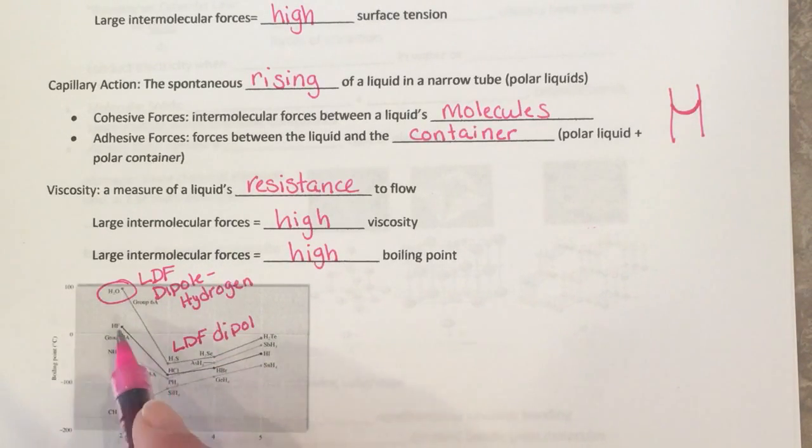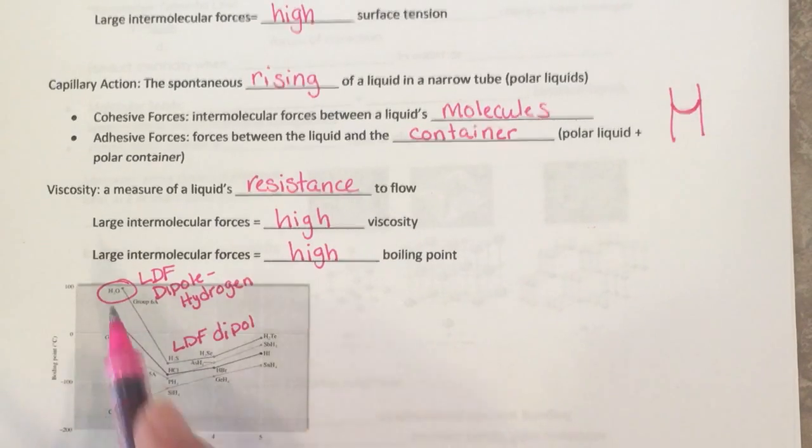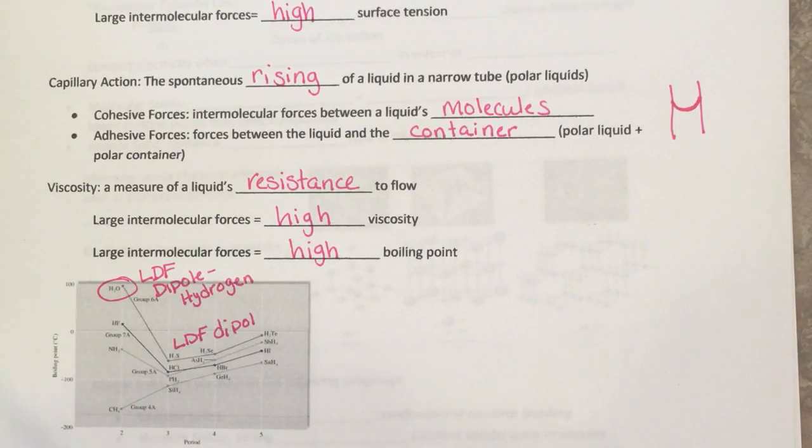Same thing when we look at HF versus HCl. Cl is a bigger atom than F, but because HF is capable of hydrogen bonding, it's going to have the highest intermolecular forces and the highest boiling point. So this is what we need to know about liquids.